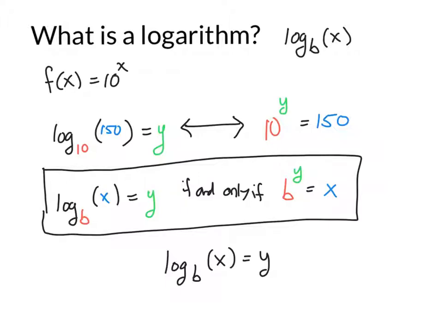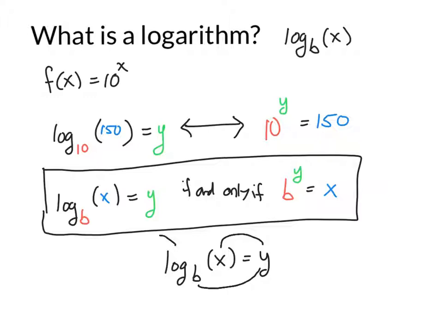Now, if you're over here on the left and you want to remember where all the letters go over here on the right, what we do is we call this a snail method. One of the students showed me, they said, well, you start at b, and you go b to the y is equal to x. Okay, so b to the y is equal to x.